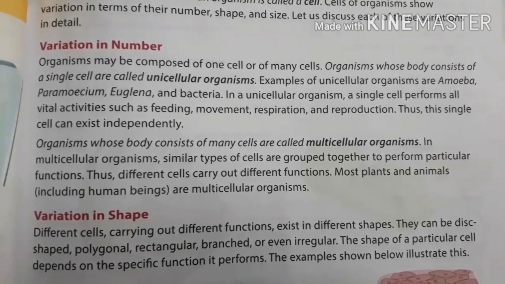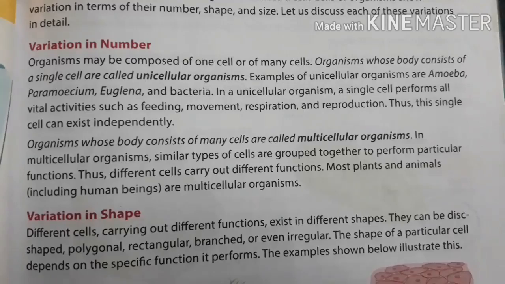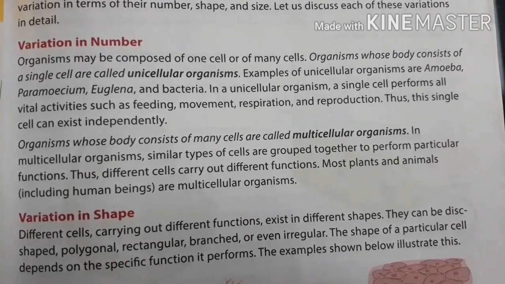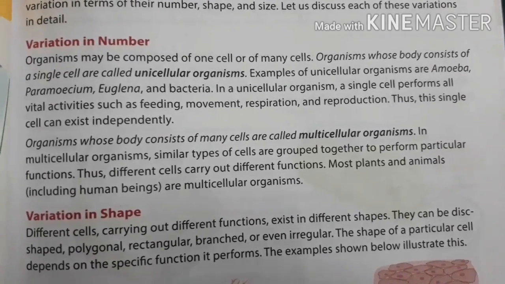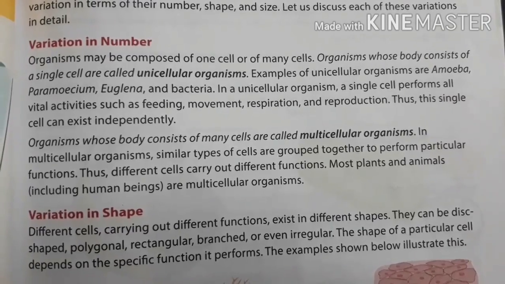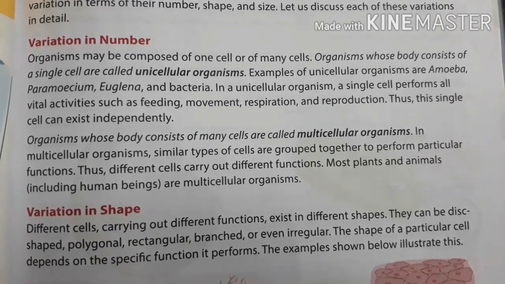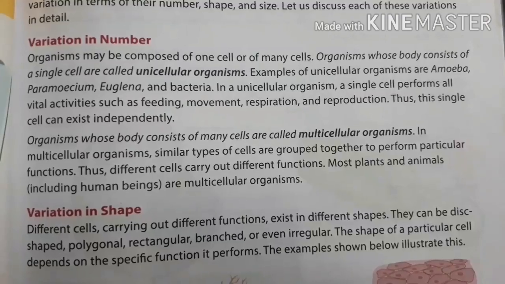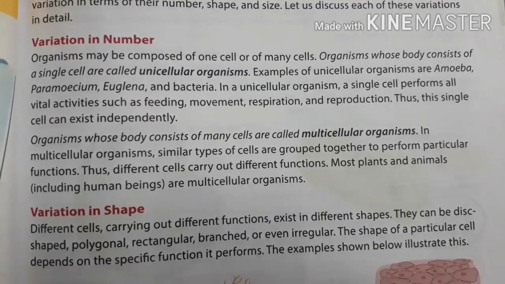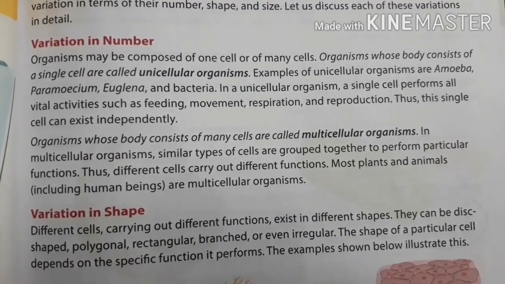Now what about multicellular organisms? An organism whose body consists of many cells is called a multicellular organism. In multicellular organisms, similar types of cells are grouped together to perform particular functions. There will be a group of cells which performs a particular function, and those cells should be similar.